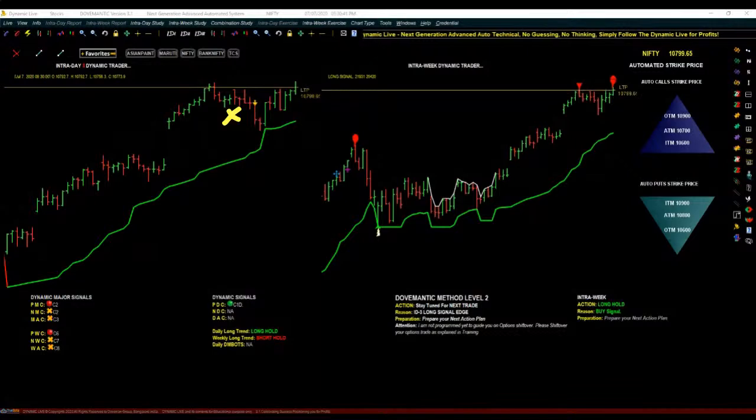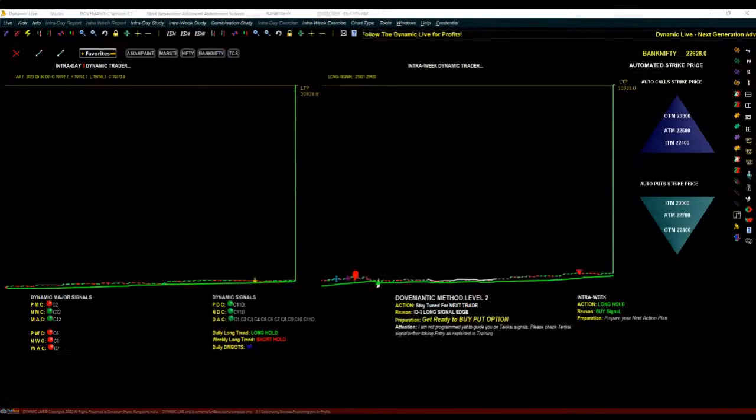But you must also check the intra-week chart. So in the morning, is there any zigzag? No, there is no zigzag. Is there any long signal edge point? No, there is no long signal edge point. So both the zigzag and the long signal edge point are not there. So for that reason, we will go ahead and do the trade.